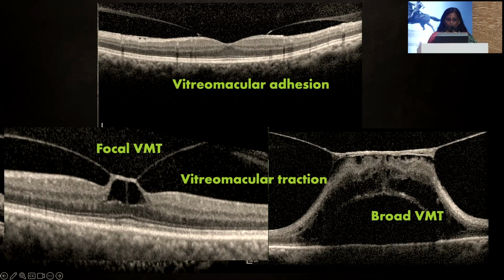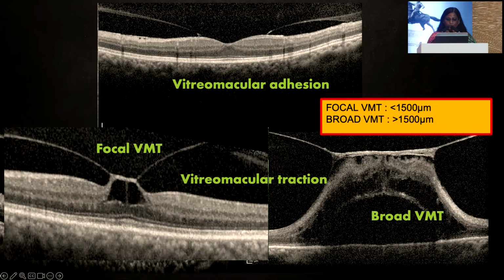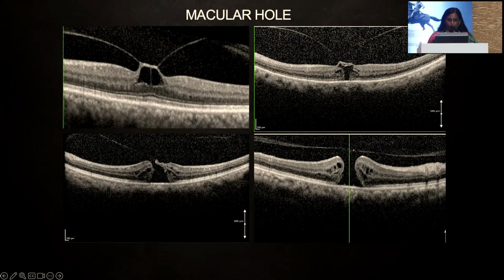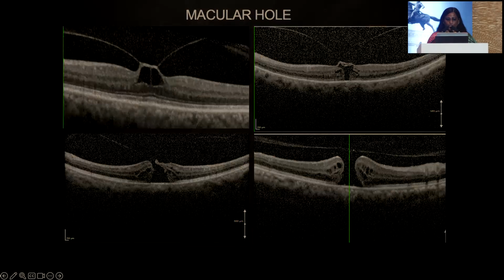Again, in vitreomacular traction disorders, we have vitreomacular adhesion on top, and also vitreomacular traction, where it also pulls the retinal layers, which can either be focal or broad. And that's based on whether it is less than 1500 micron or more than 500 micron. We also have macular hole and various stages of it, right from the traction to an impending hole with partly the operculum attached to a full thickness macular hole. Very commonly seen in our OPD.